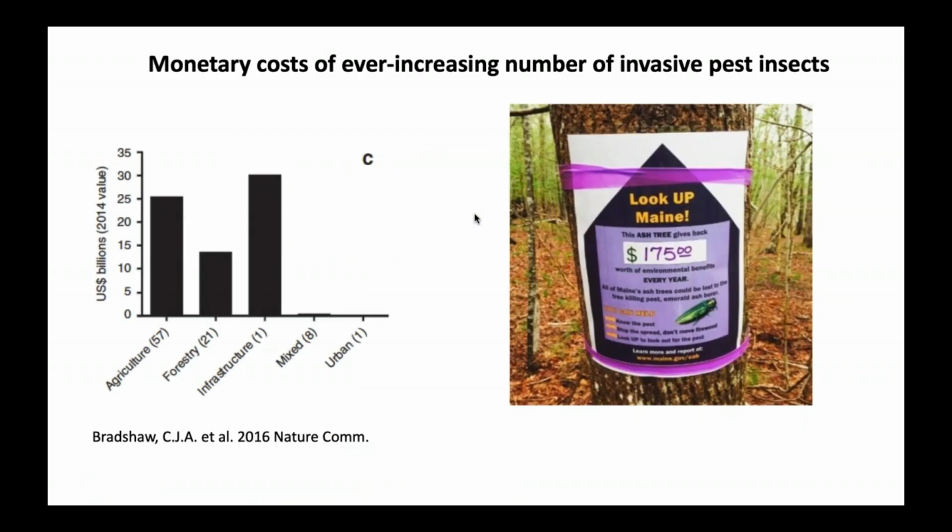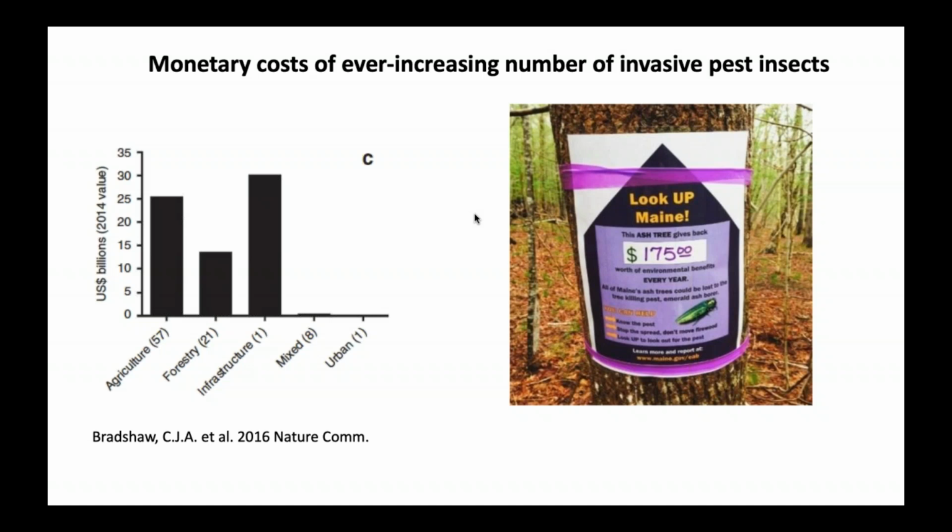The other thing to always point out is that these are not trivial concerns. You can get into a conversation about what the ecological impacts of all these pests are, and they can be quite substantial. But one of the more compelling arguments is always the monetary costs of invasive pest insects, both for agriculture, forestry, and infrastructure. That's what this graph shows here. This is from a paper by Corey Bradshaw. And the numbers by them are the number of studies associated with estimating those costs of pest insects across these different categories.